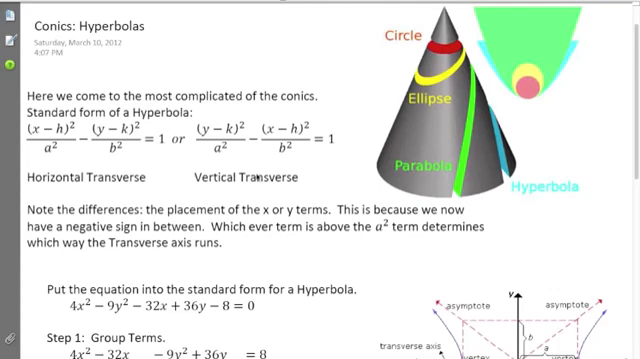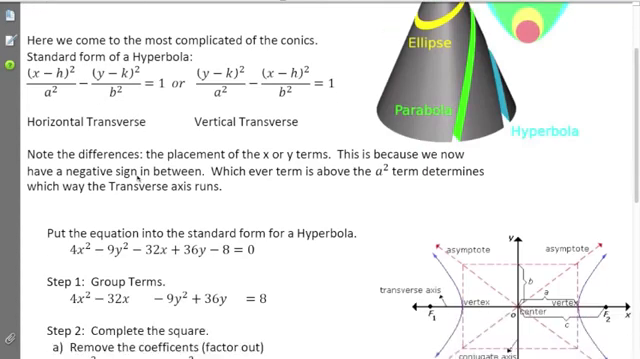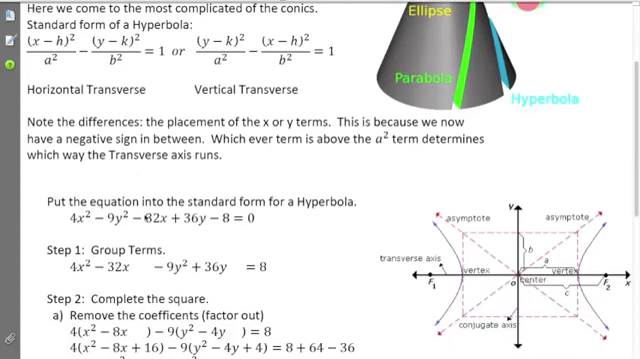Be very careful. I want you to really look at the equations for the hyperbola and the equation for the ellipse side by side so you can see the differences and know which one's which. Just like in the other examples, we're going to take an equation like this and put it into its standard form.